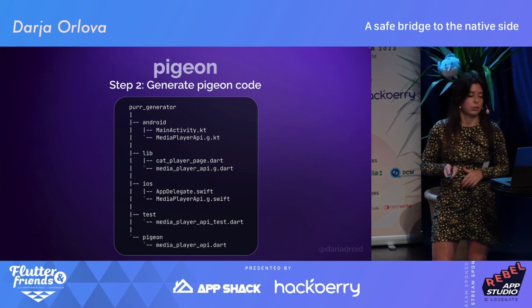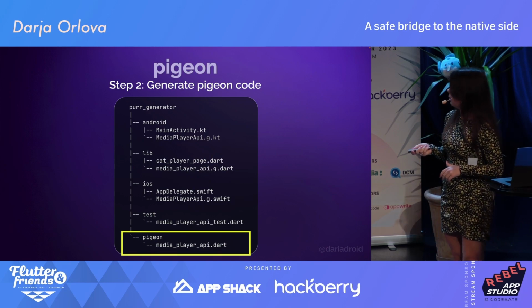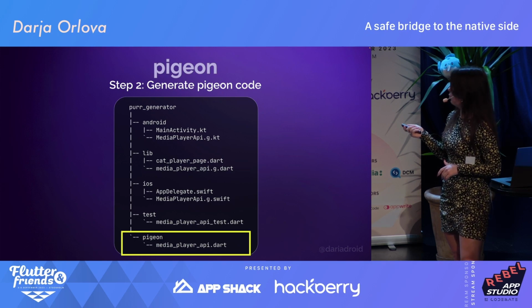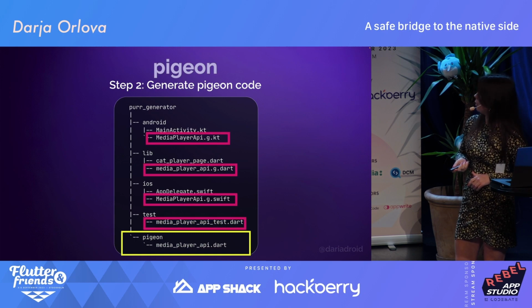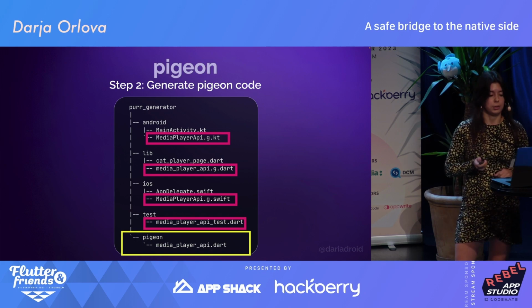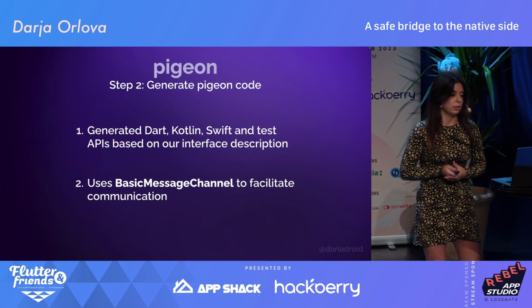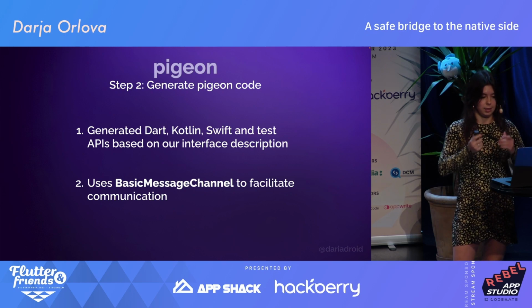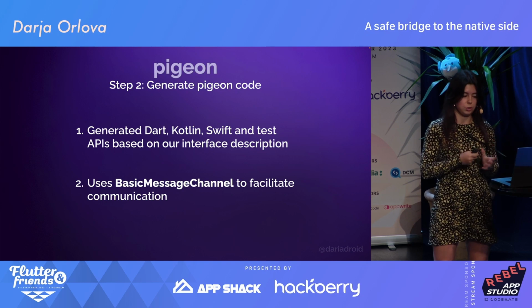And when we run the code generator, we get this output. This was the original file that we created with the HostApi annotation, and these 4 are what was generated by Pigeon. We have Android, we have iOS, we have the Dart interface, and also an interface for testing. So to sum this up, what we have done so far is we have generated Dart, Kotlin, Swift, and test APIs based on the interface description in our original file.